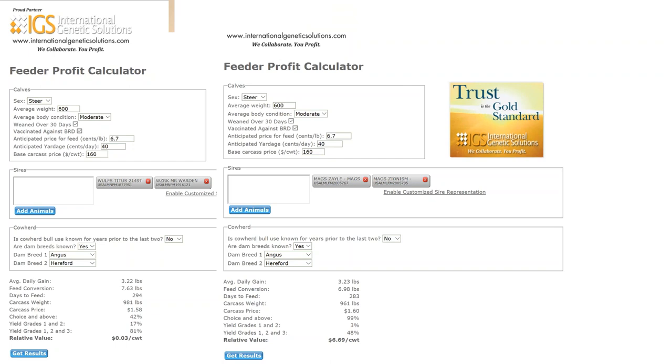For example, for the group on the right, nobody is going to feed a set of cattle to where half of the cattle, 52% in this situation, get yield grade 4s and 5s. We're just not looking to take those kinds of discounts.